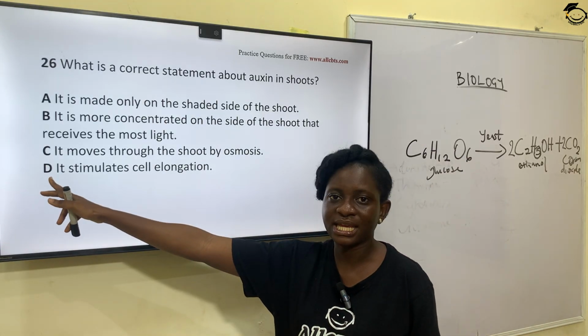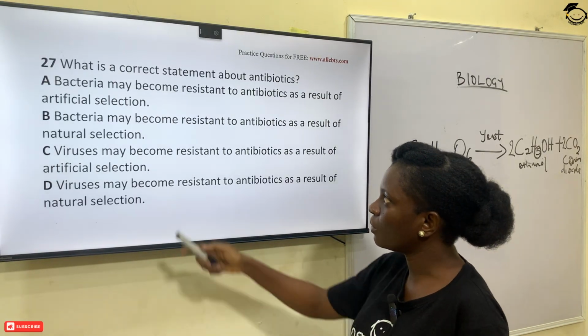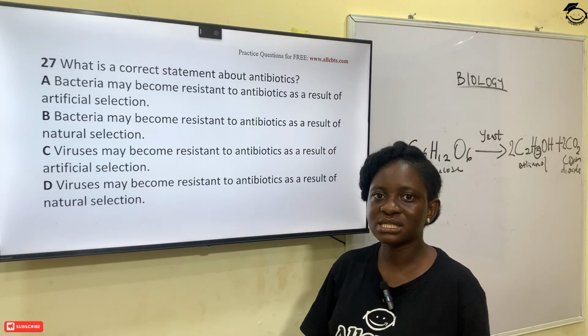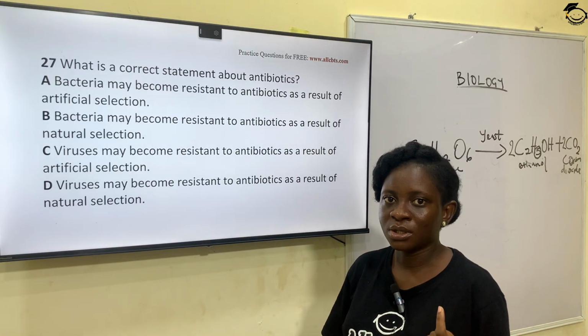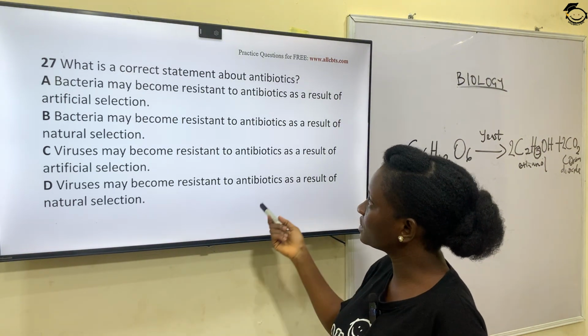The correct answer here is D. Question 27. What is a correct statement about antibiotics? Antibiotics are known to be used for bacterial infection. So which of these is correct?